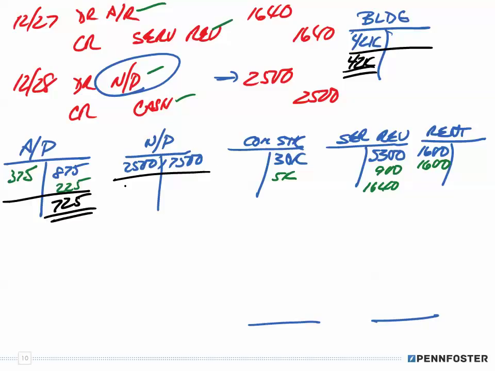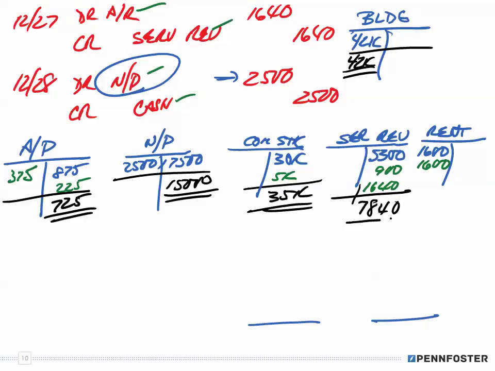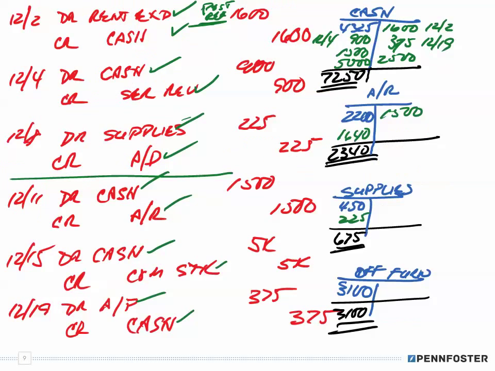So 17,500 minus 2,500 is 15,000 on the credit side. Common stock is 35,000. My service revenue is 9,187,840, and my rent is 3,200. Okay, so those are the balances in the accounts.